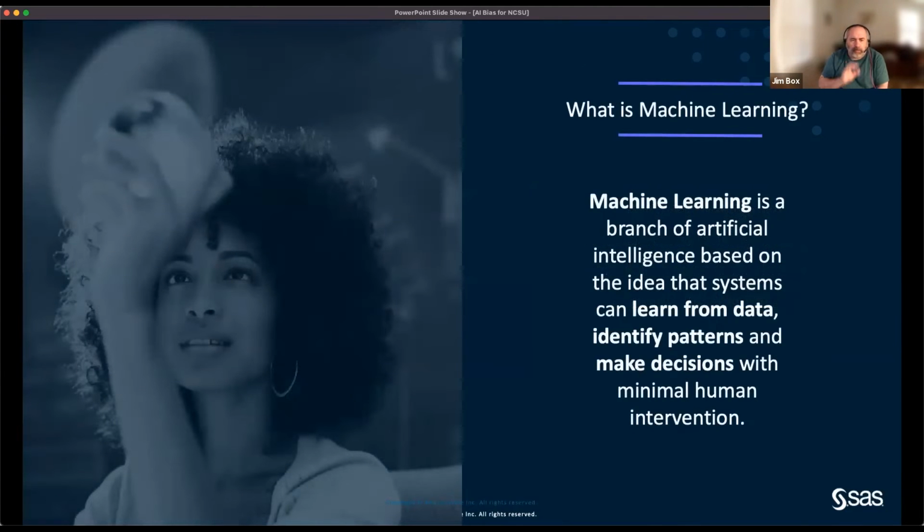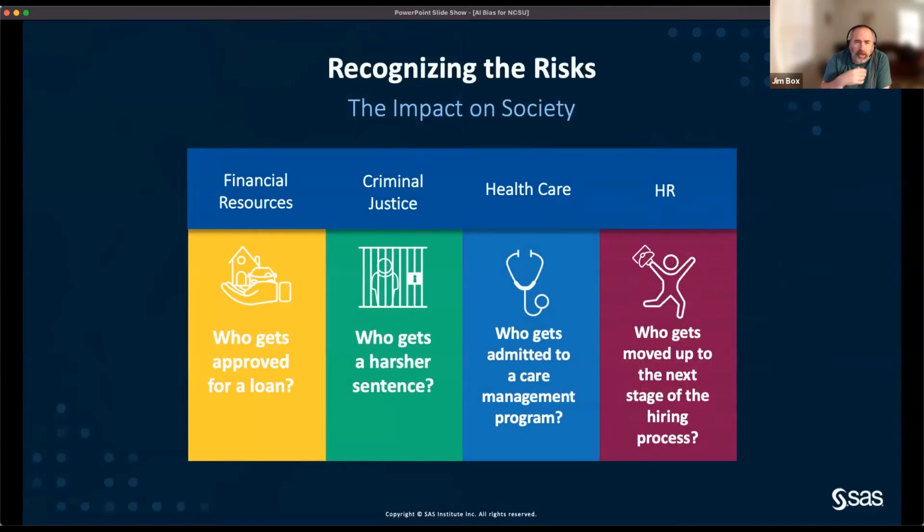When I'm talking about machine learning, I'm talking about the idea that systems can learn from data, can identify patterns, and can make decisions with minimal to no human intervention, right? And why this is important and why it's important to talk about bias is machine learning AI systems are really prevalent in all sorts of facets of life, right?